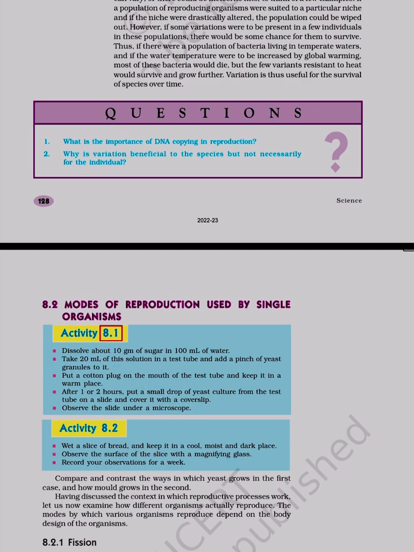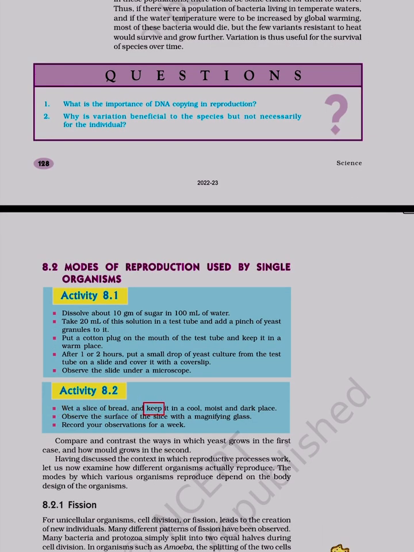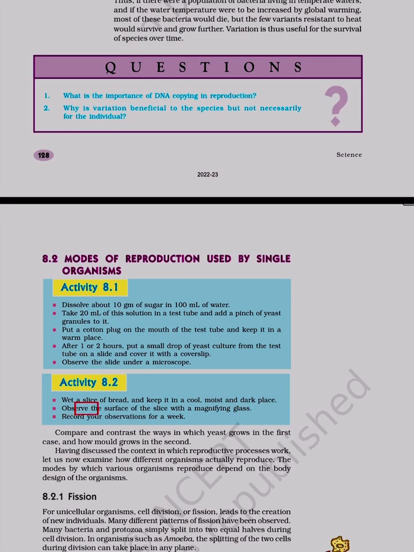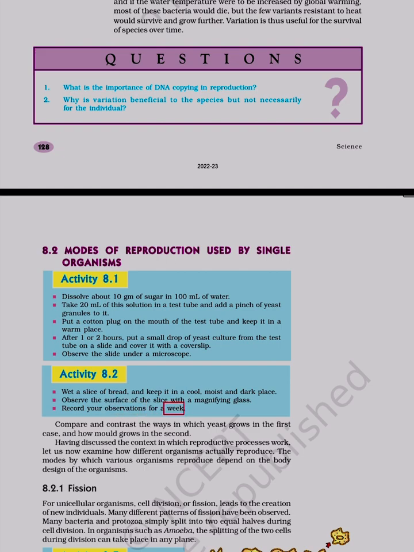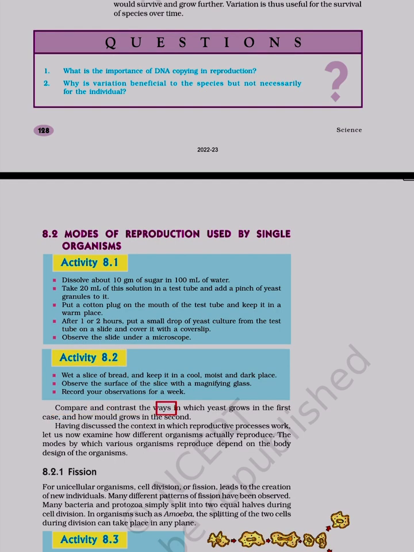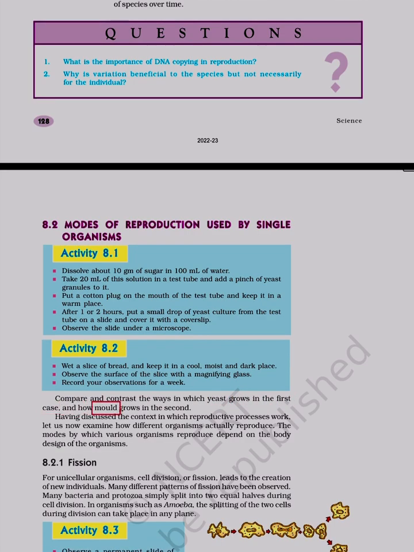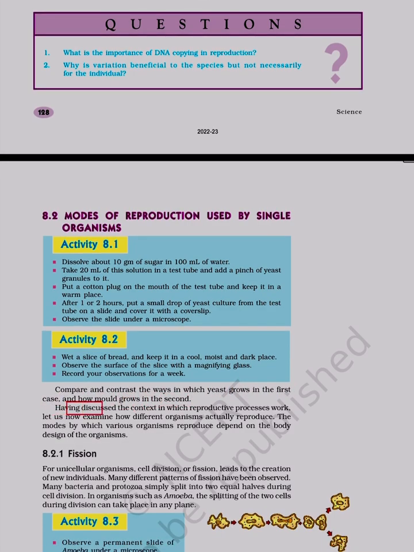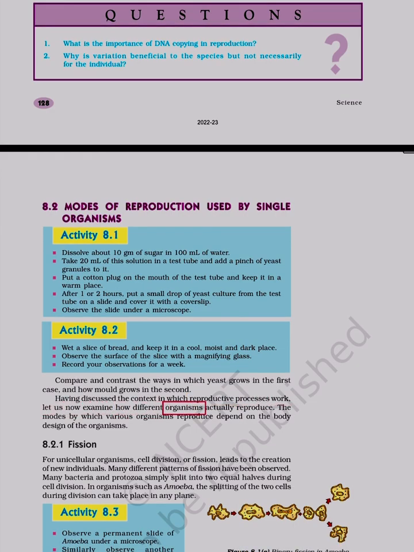Activity 8.1. Wet a slice of bread and keep it in a cool, moist and dark place and observe the surface of the slice with a magnifying glass. Record your observations for a week. Activity 8.2. Compare and contrast the ways in which yeast grows in the first case, and how mold grows in the second. Having discussed the context in which reproductive processes work, let us now examine how different organisms actually reproduce.